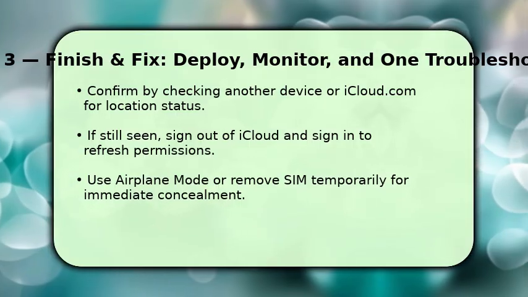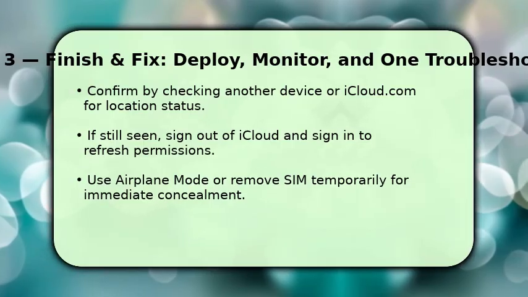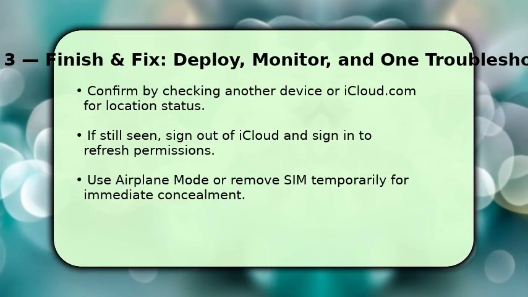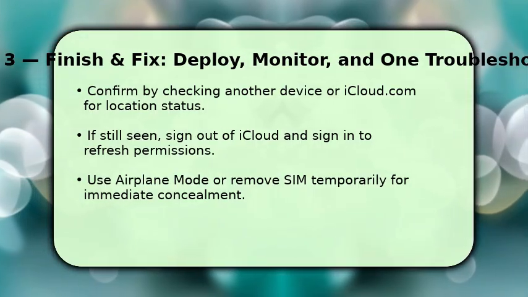As a last resort troubleshooting tip, use airplane mode or temporarily remove the SIM to instantly stop cellular and GPS reporting. Then reapply settings once the issue is resolved.